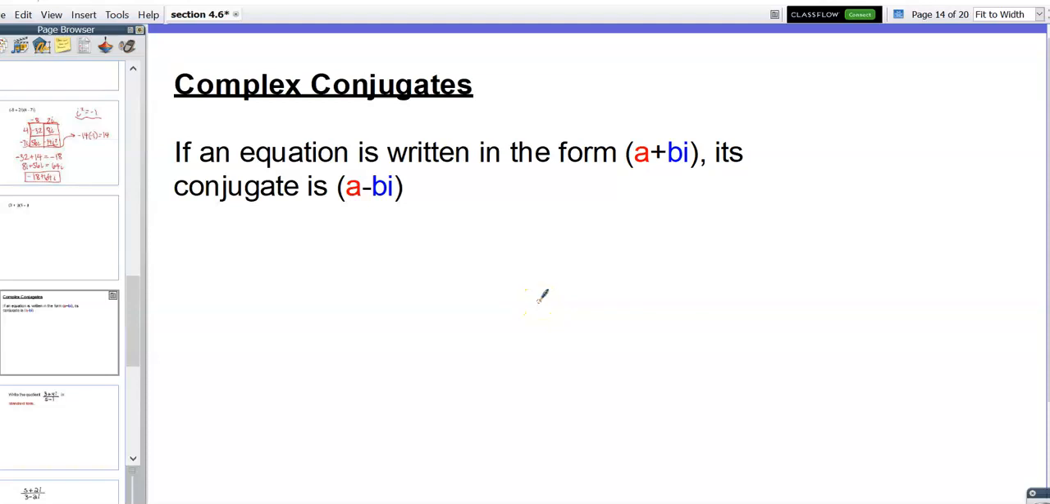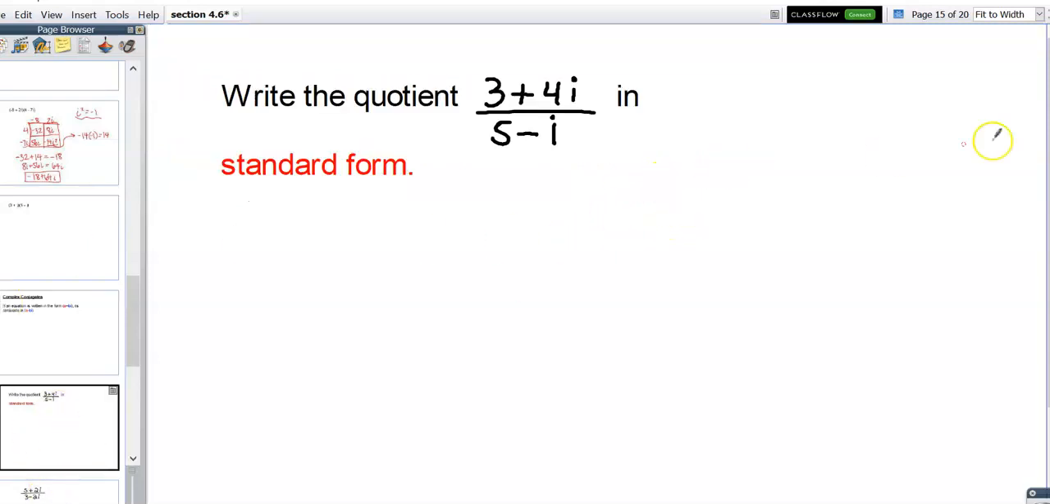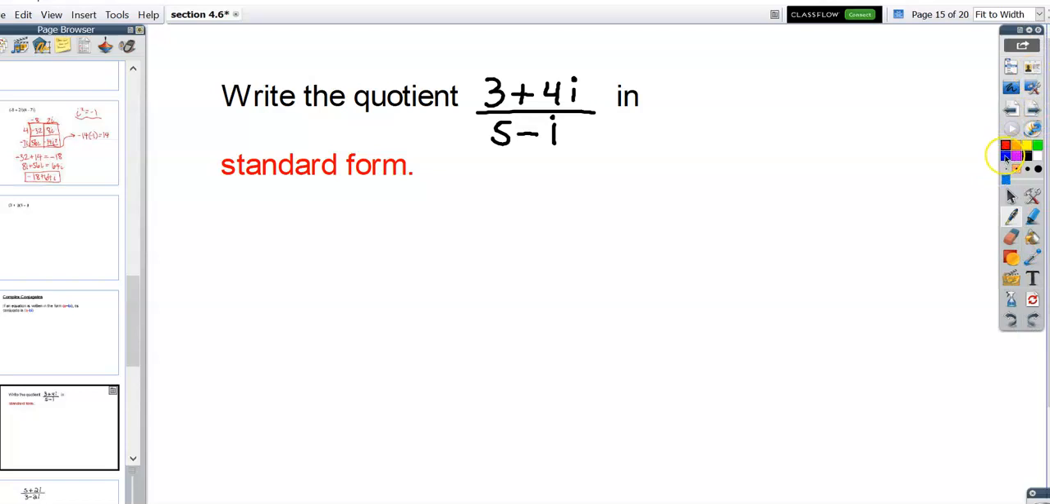So just like when we talked about radicals, complex numbers also have conjugates, and they have the same exact idea. If an equation is written in the form a plus bi, its conjugate is a minus bi. And the converse is also true. If an equation is written as a minus bi, its conjugate is a plus bi. So if you see a question that says write in standard form, just like we can't have radicals in the denominator, we can't have imaginary numbers in the denominator either.